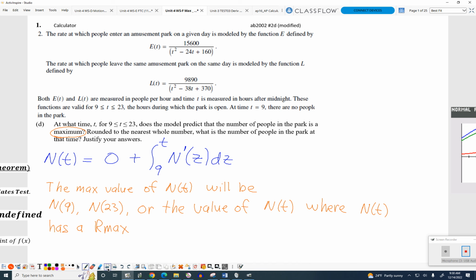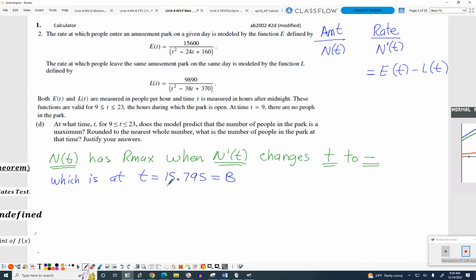We have figured out that the greatest value of n is going to be n of 9, n of 23, or the value of n at this time. That's what we know. We don't need to check any other values of n. But this is a written section of the test, so we've got to justify our answer, so we need to go check those values. Well, we have a way of calculating all this, so let's just calculate it.